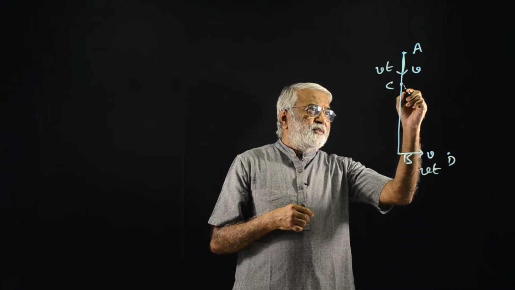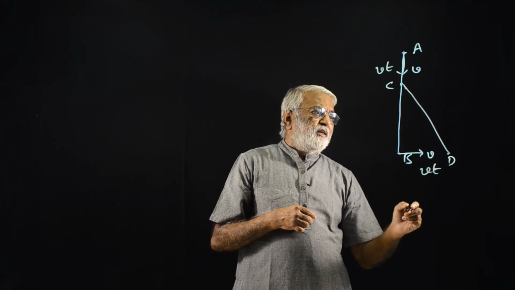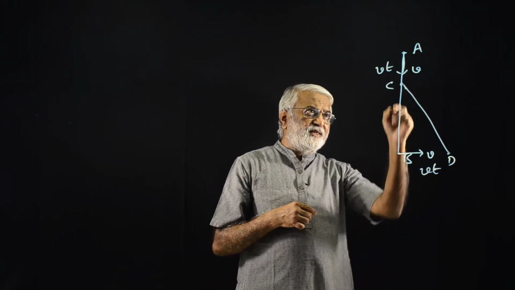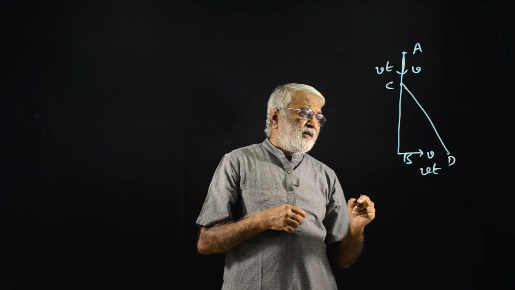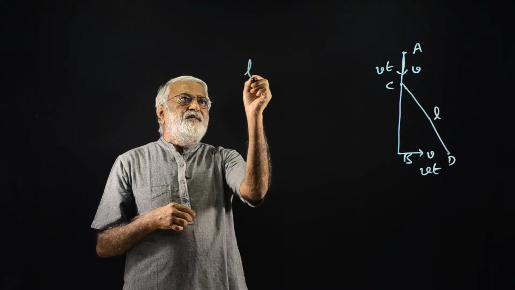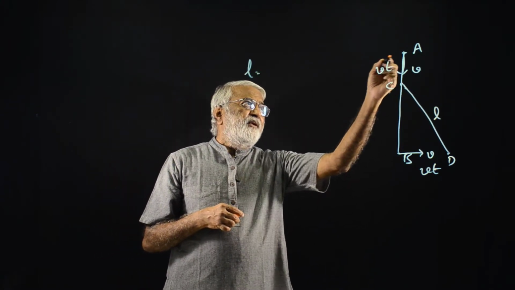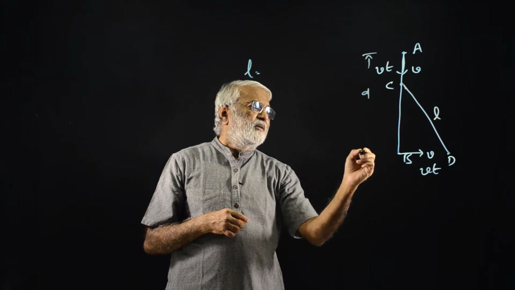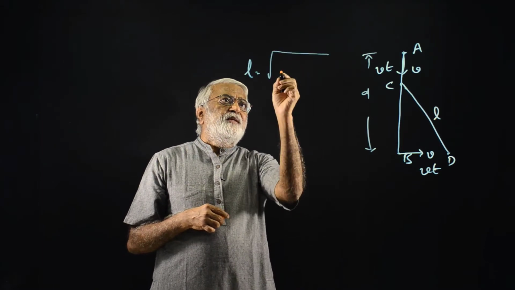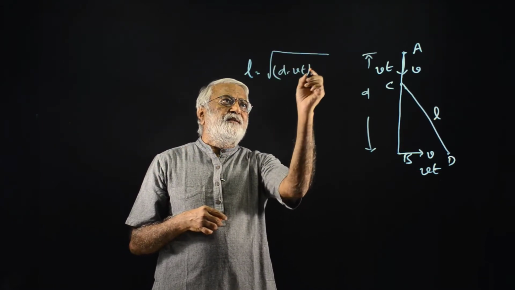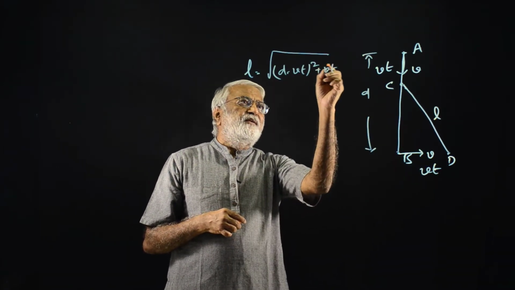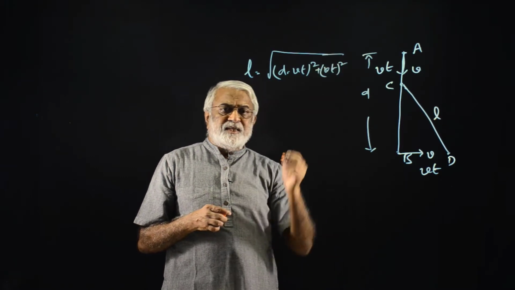The line joining the two ships, the length of this line is varying. Initially that line's length is equal to 10 kilometers, let's call that D. So the length L of this line is the root of (D minus Vt) whole squared plus Vt whole squared, where D is 10 kilometers. So we got L as a function of time.